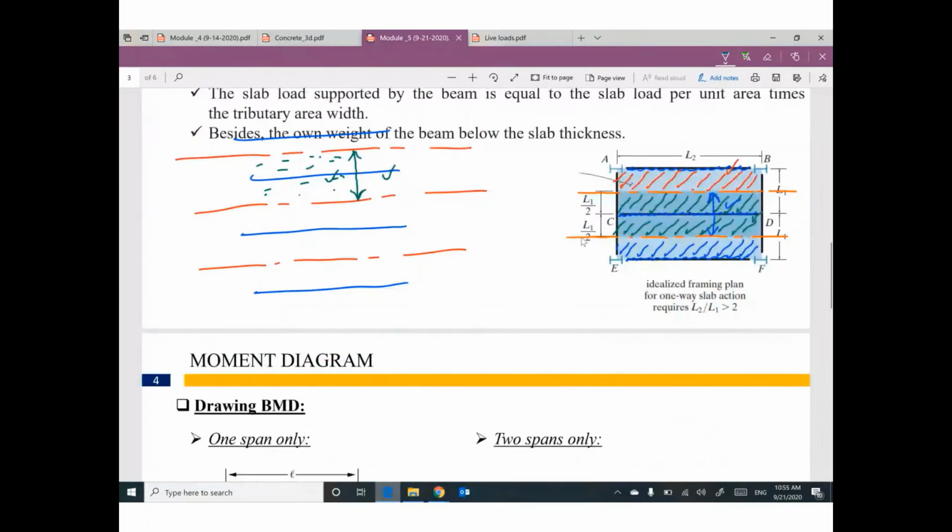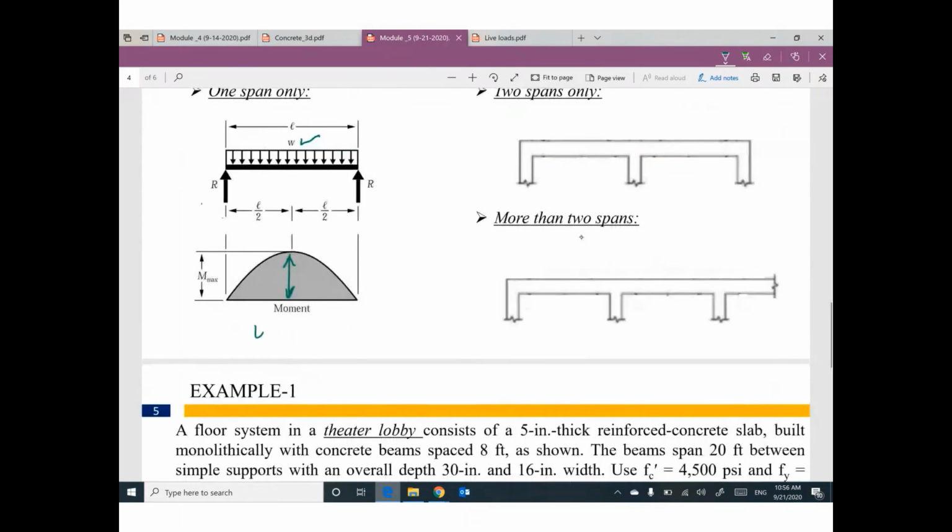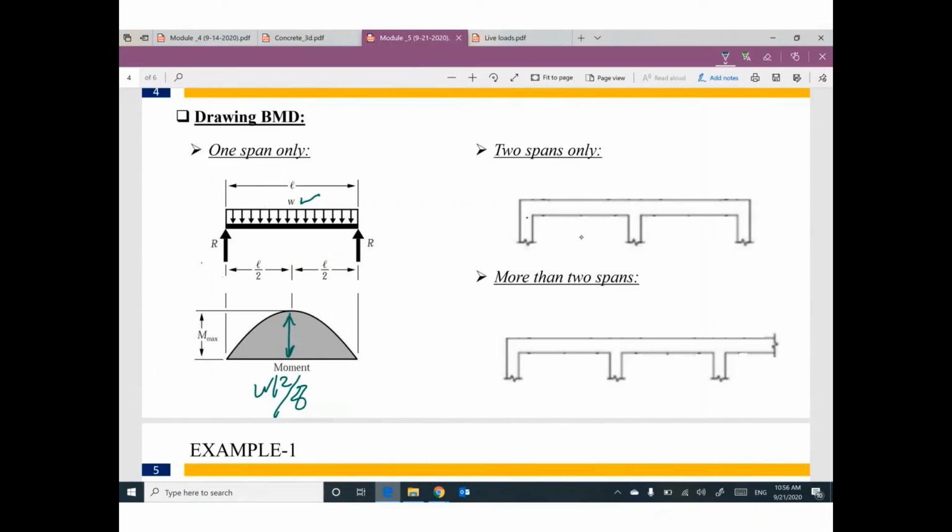Remember and put it in your mind. If you have a simply supported beam, one span only with uniform distributed load, your moment here will be WL squared divided by 8. If you have two spans, do you remember? We will have negative moment here, and your moment looks like this. Do you remember? This value will be WL squared divided by 24. This one will be WL squared divided by 9. WL squared divided by 14. WL squared divided by 14.